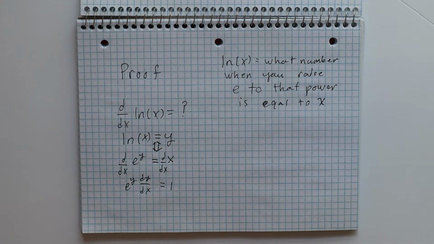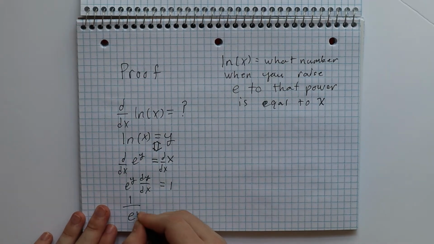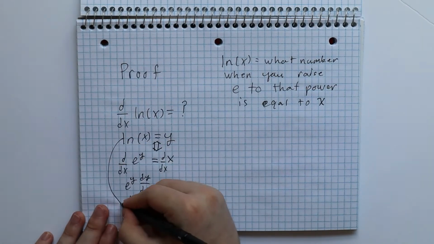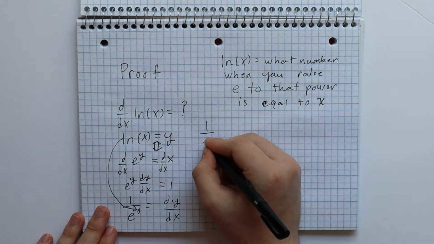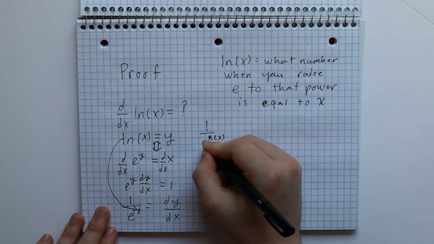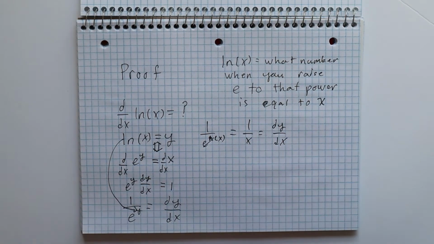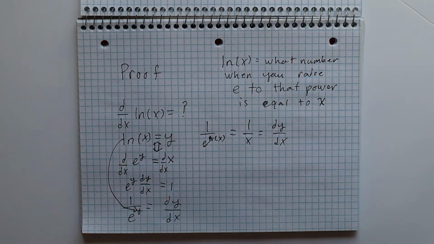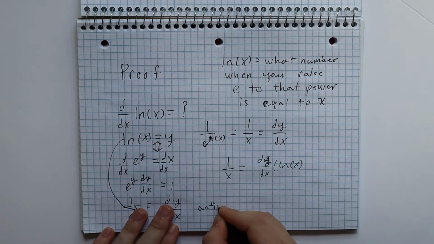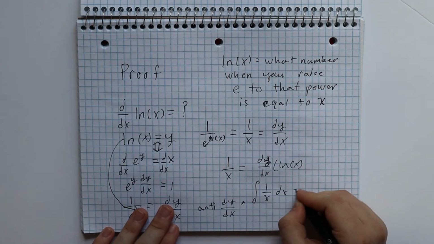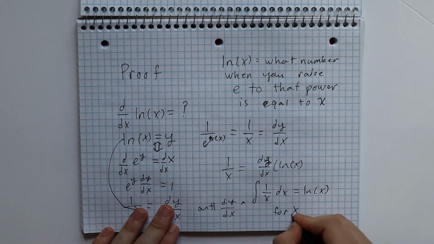And then we divide by e to the y to get 1 divided by e to the y is equal to our derivative. But we want our derivative in terms of x, so we substitute our y for ln of x to get 1 divided by e to the power of ln of x. And since the e and ln cancel out, we are just left with 1 divided by x. Now what we just said is logically equivalent to the antiderivative or integral of 1 divided by x dx is equal to the natural log of x.